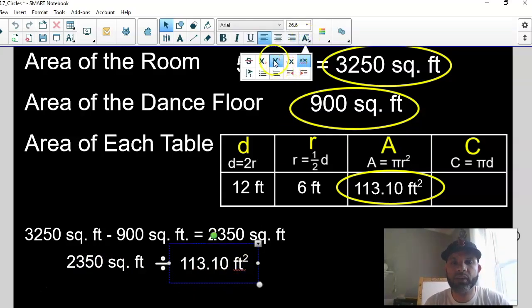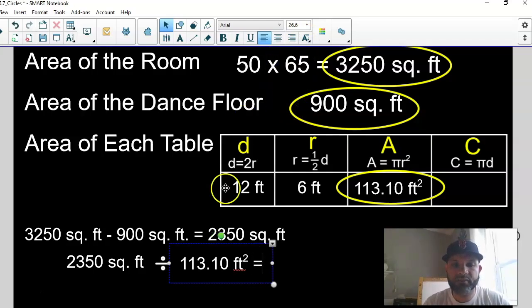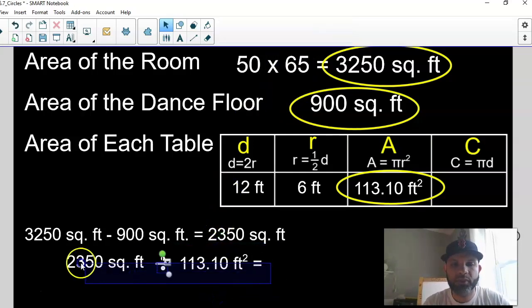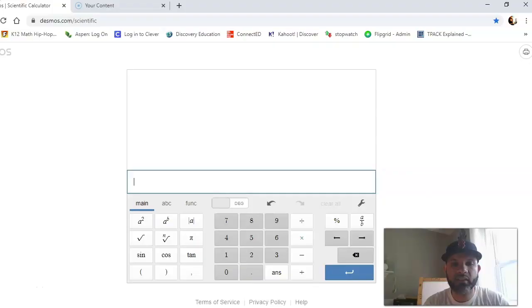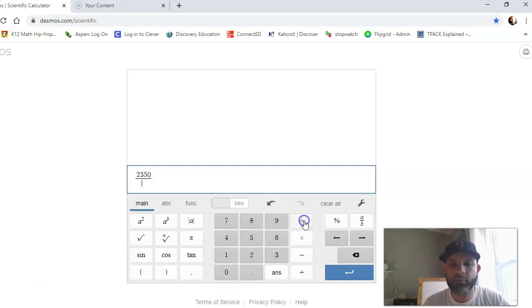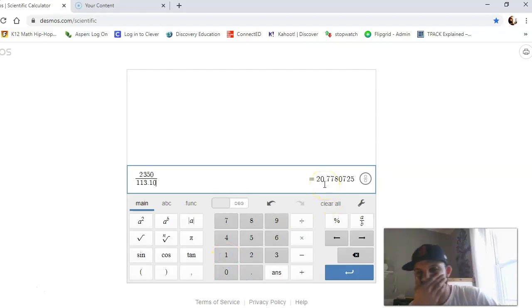All right, so if we get our calculator and we do the division, let's see what we come up with. 2,350 divided by 113.10. And there you see we've got space for 20.77 tables. If you wanted to round it up, you could say 21. Actually, we shouldn't round up because there's no such thing as 77 hundredths of a table. So we've got room for 20 tables, okay?